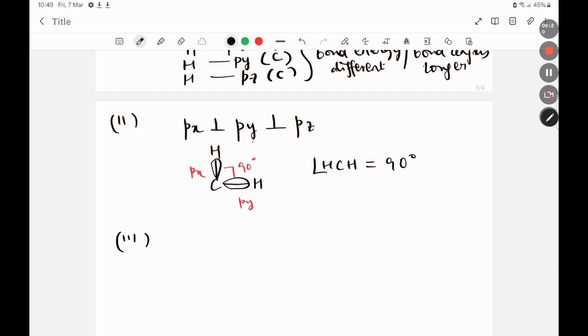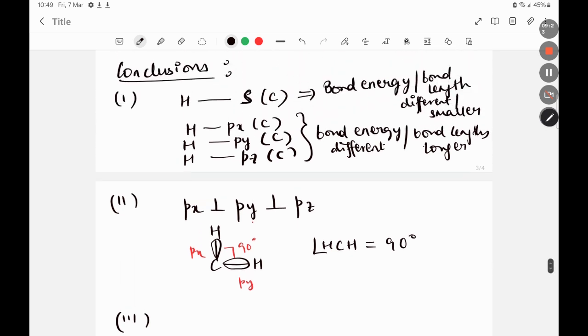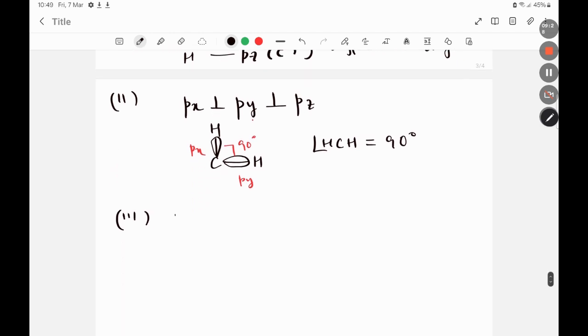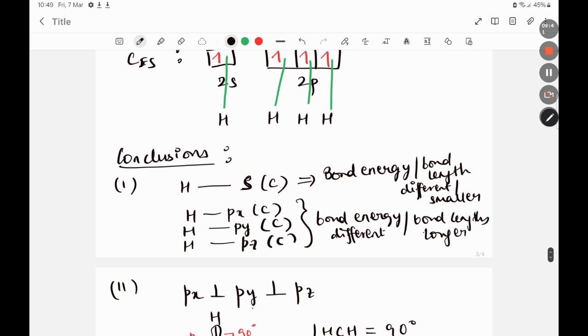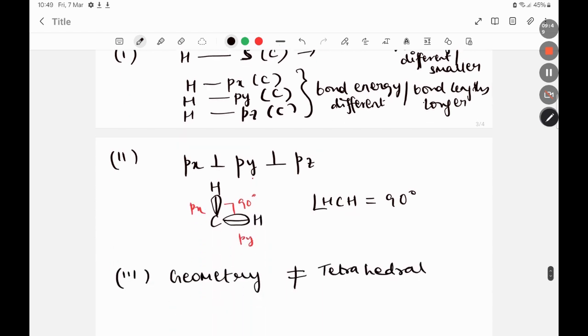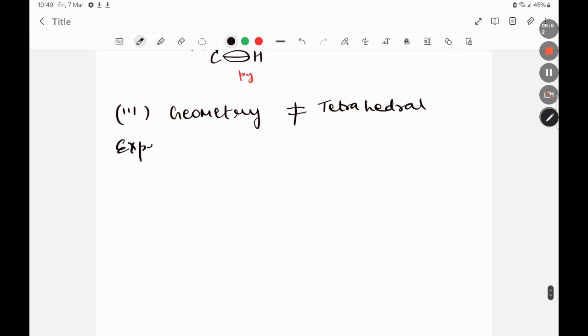And the third thing over here is, if the HCH bond angle is 90 degrees and the bond lengths are the way it is shown in the first conclusion, then the geometry of this CH4 cannot be tetrahedral. Why am I saying this? I will be explaining it. These are the theoretical conclusions which we have arrived at without the involvement of the concept of hybridization.